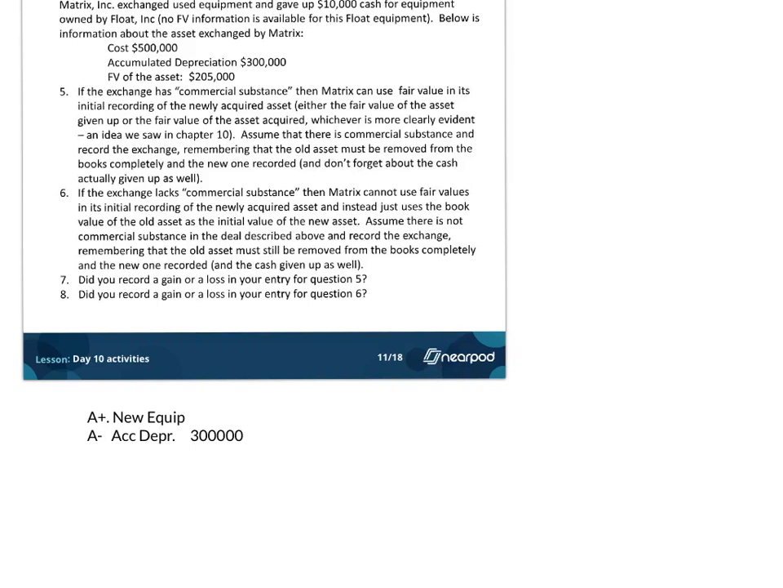I leave a space. I know I'm going to have to take off some old equipment, so I know my assets are going to go down. My credit here for the old equipment. Can't spell, apparently. And that was $500,000. And we said we gave up cash.